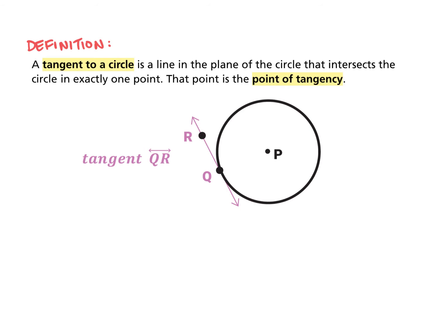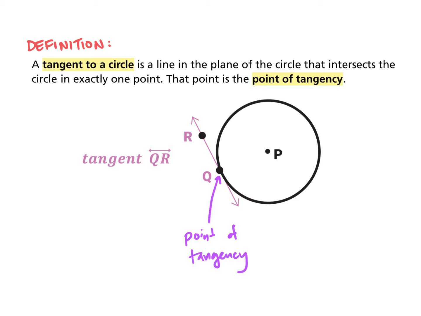That line there is called a tangent line. So let's define a tangent line real quick. A tangent line is going to be any line that's in the plane of a circle and that intersects the circle in exactly one point, right? So here's another example of a tangent line. Line QR here would be tangent to circle P. We would say that that line is tangent to circle P, and that one point where it intersects is our point of tangency. So we could label that point there. We could say that that is a point of tangency.